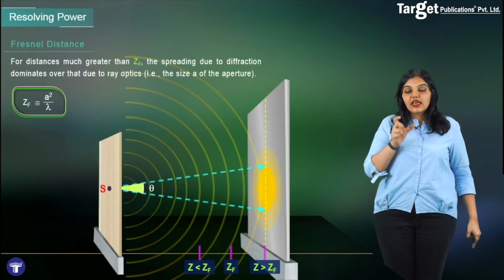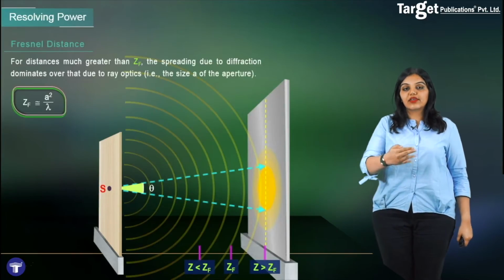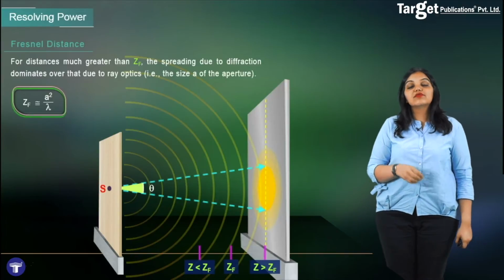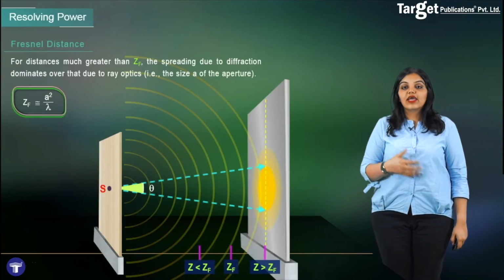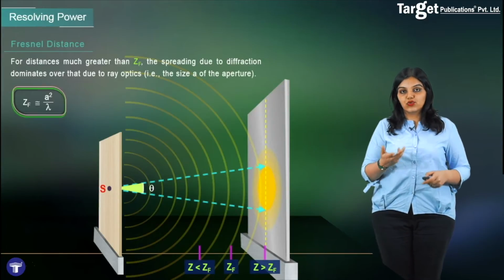And therefore this Fresnel distance is important to decide what is the final limit of using ray optics, that is ZF is equal to a square upon lambda, where a is of course the size of the aperture and lambda is the wavelength of the light used.